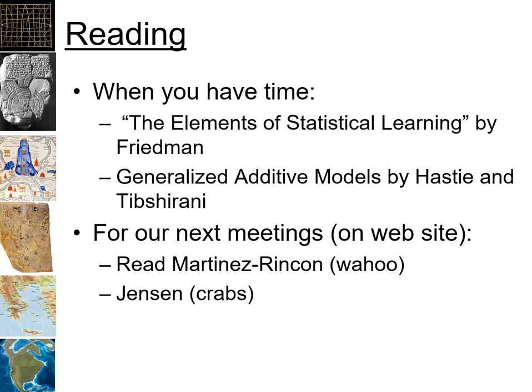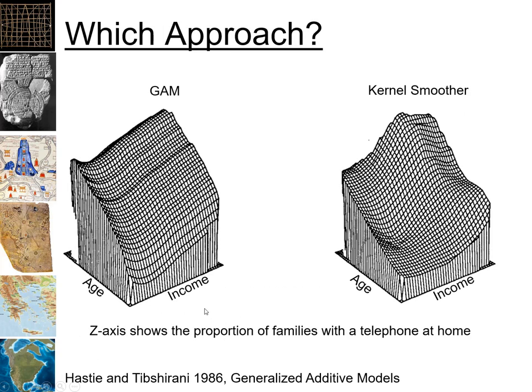Okay, so we have a little bit of reading in front of us. These are good to read when you have time. Elements of Statistical Learning and Generalized Additive Models by Hastie and Tibshirani. This is one of the original books written about it. I think it's freely available to download. Pretty cool, and it not only goes into additive models, but other methods as well. For the next meetings, particularly this week, please read Martinez-Rancun about Wahoo and Jensen about crabs.